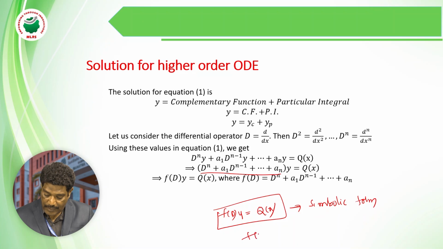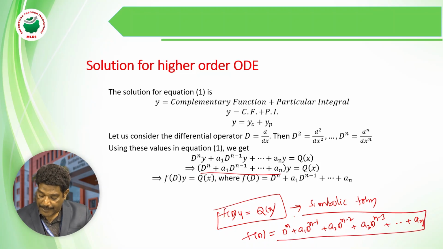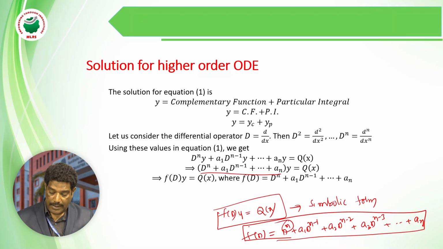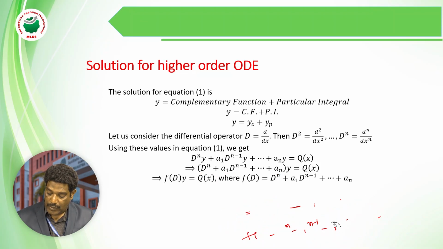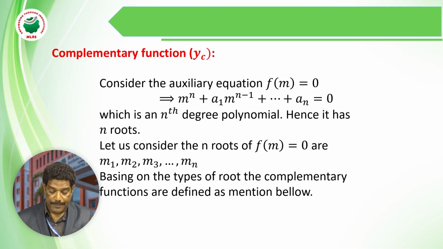Right? Whereas f of D will be D^n + a1 D^(n-1) + a2 D^(n-2) + a3 D^(n-3) + and so on, plus an. This is a mathematical expression in D of degree n. Right? After rewriting into symbolic form and identifying the mathematical expression in D of degree n, what is the next step?